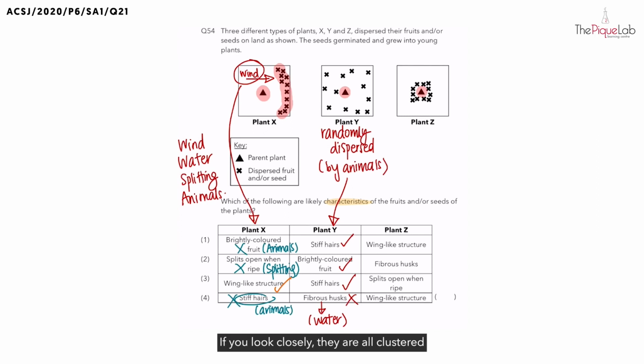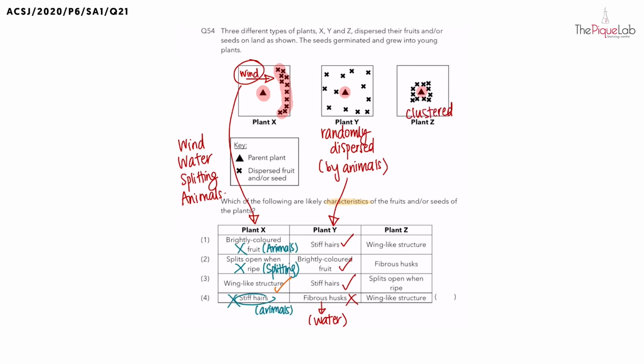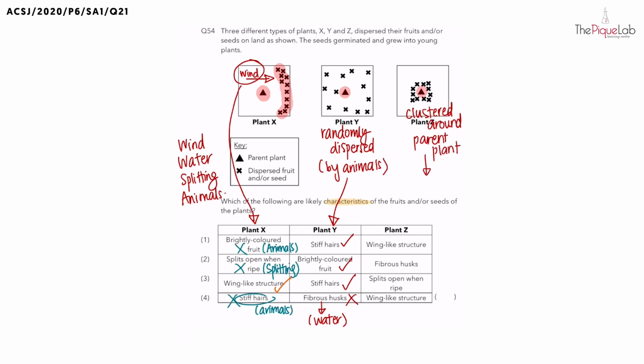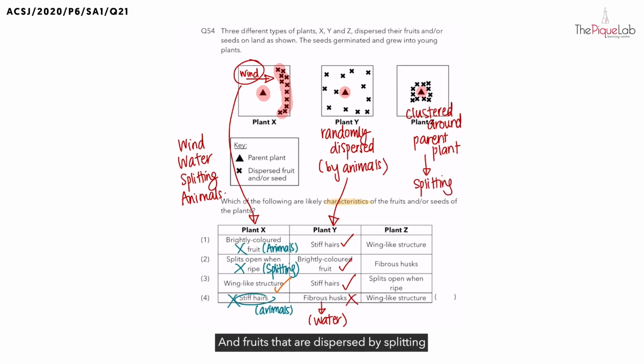Okay, and last but not least, let's quickly identify the pattern of the dispersed fruits. Plant Z. If you look closely, they are all clustered around the parent plant, which means these fruits are dispersed by what method? By splitting. And fruits that are dispersed by splitting would have a certain characteristic, right? What characteristic would the fruits have? They would have a pod-like structure.